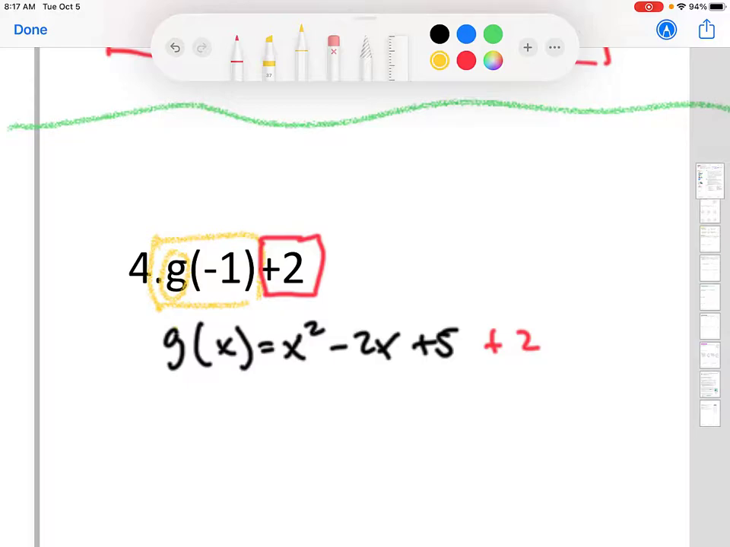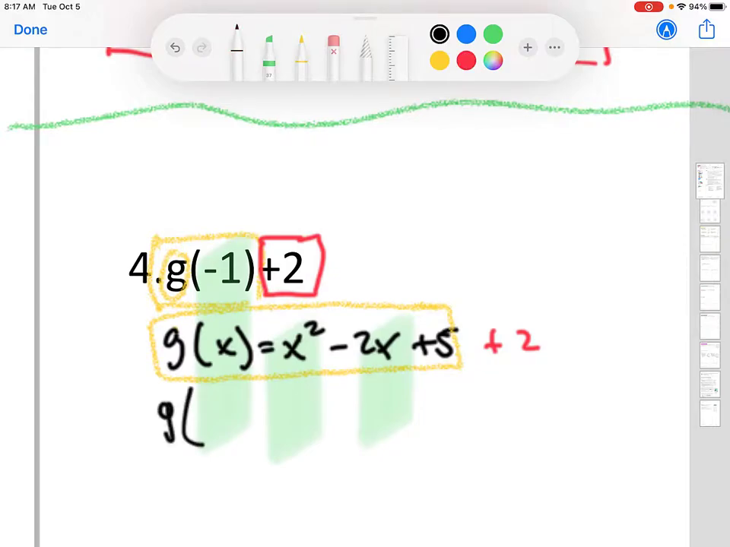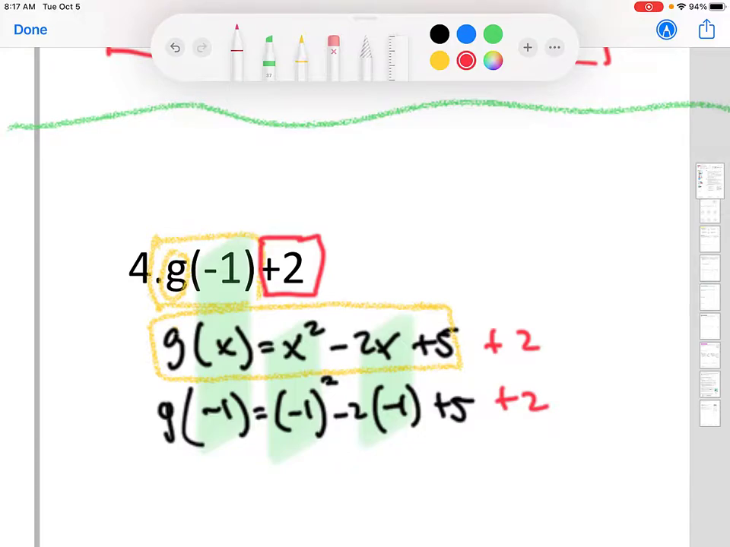So let's summarize what we did. G of negative 1 is going to happen here in this yellow box, and the red there we can't forget. So every x value is negative 1. Let's write this in now. So I have g of negative 1. Remember, every x value you must put in parentheses. It's a substitution. You just can't forget it.